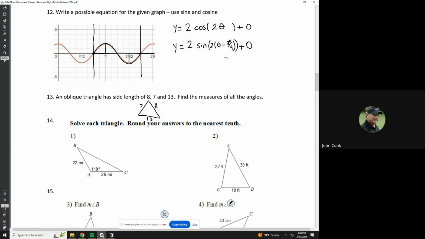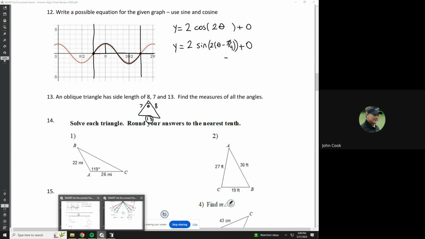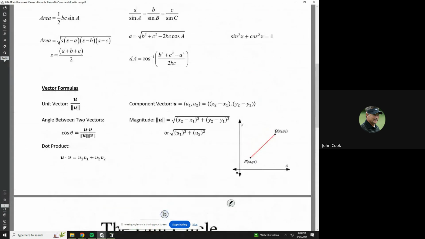So to find the measure of all the angles, we just use the law of cosines. I don't know how you were taught the law of cosines, but here's how I was taught to do it. You pick a side, and often you want to start with the largest side. Then you pick the angle that's across from it. We'll call it theta. And then to solve for theta, we use the law of cosines. It's given to you in your formula sheet. You just have to know how to use it.